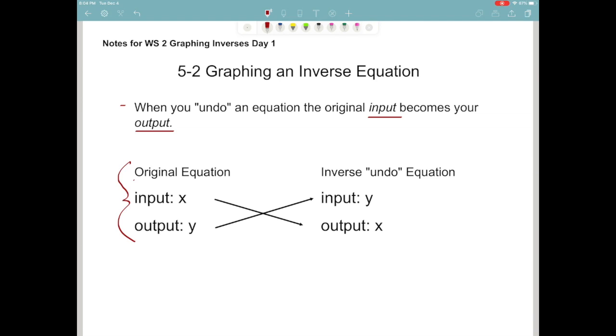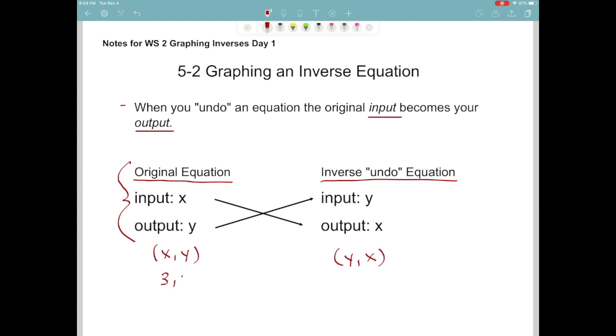Right, so for our original equation, we have our x and our y. So we have x and y as an ordered pair. And when we go to the inverse, we undo it: we would take our y value in, and then the x value would be our output there. So our x's and y's, those coordinates, are switching places.